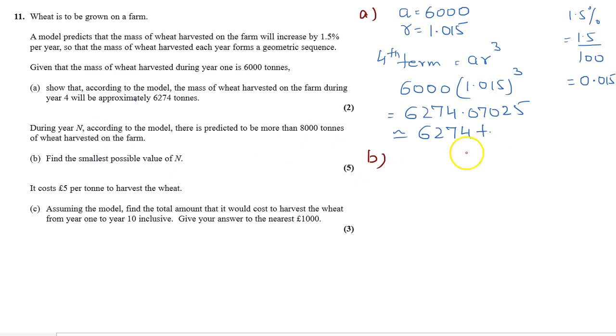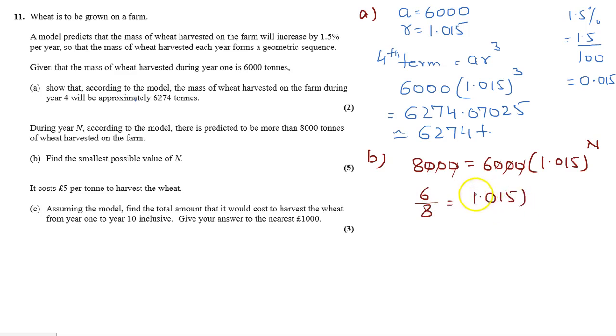Let that particular year be N. So 8,000 tons will be equal to 6,000 times 1.015 to the power N. N is a number to be calculated. So we can cancel this. So 6 over 8 is equal to 1.015 to the power N.